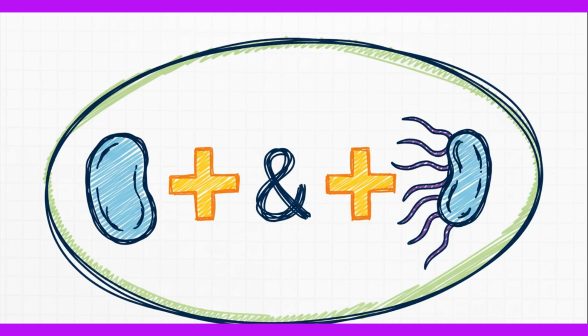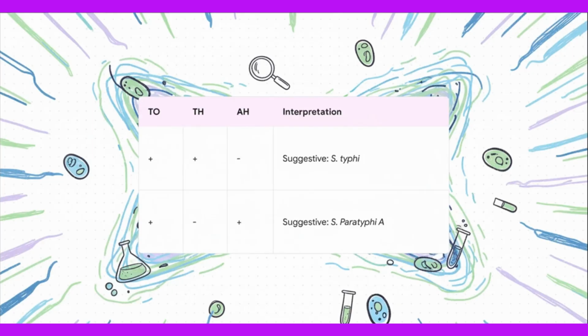The report comes back, and boom, both the O titer and a specific H titer, like say TH for Salmonella typhi, are above their significant thresholds. So what does this combo actually mean? Well, if you look here, this pattern is suggestive of an active enteric fever. To be specific, if both the TO and the TH are positive, that points towards S. typhi. If it's TO and AH, it suggests S. paratyphi A. But I really want you to notice the key word here.